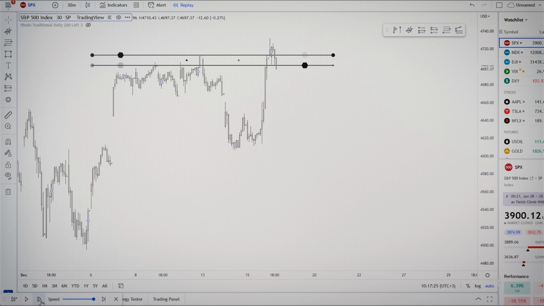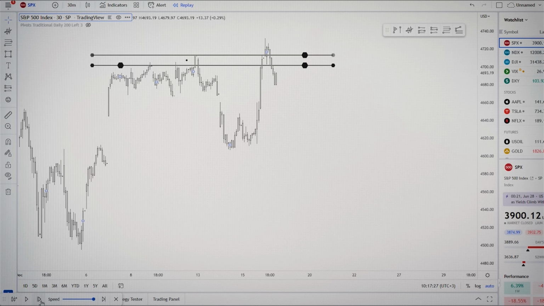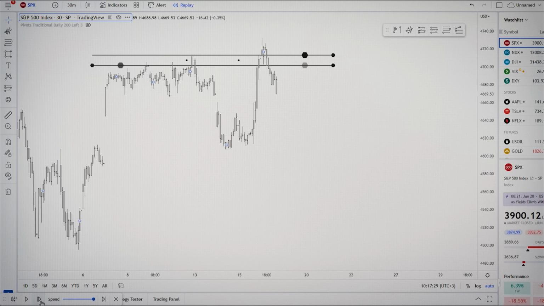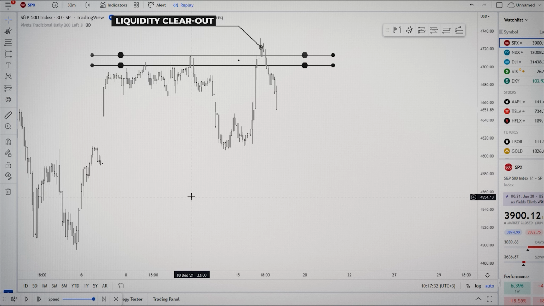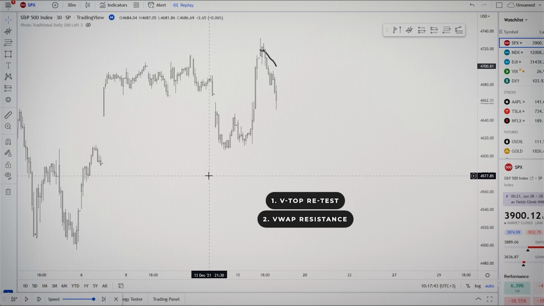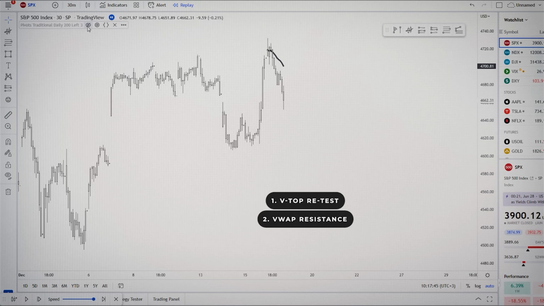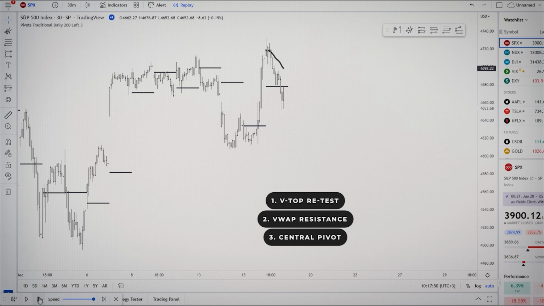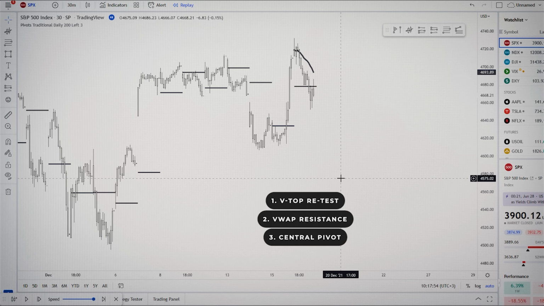Again, price makes a last push higher above the previous swing high and reversed lower, which is another possible liquidity clearout. Price closed below the neckline, which is the first resistance level. We anchor the VWAP from this high. That's our second resistance. We add the daily central pivot point, which is resistance number 3.